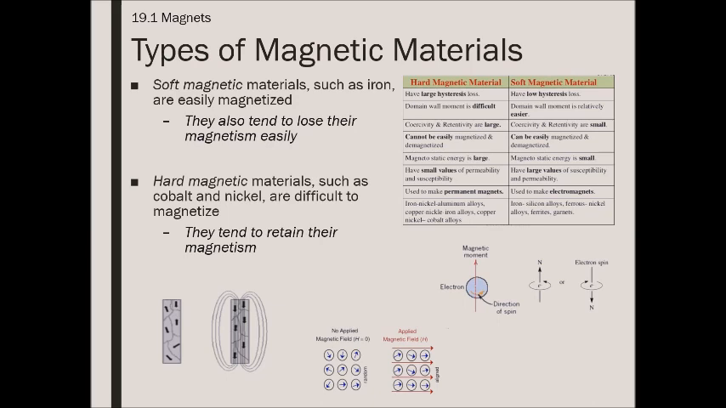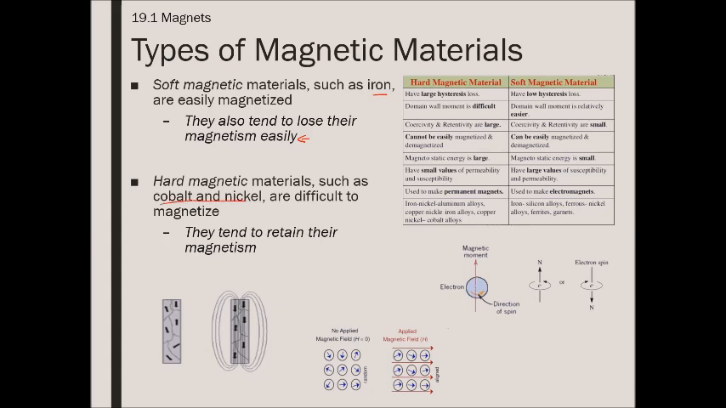So there are different types of magnetic materials. What you call a magnet typically has iron in it. But there are soft magnetic materials such as iron that are easily magnetizable. They also tend to lose their magnetism pretty easily, so you can have iron that is not magnetic, iron that itself is not a magnet, but can be magnetized. Hard magnetic materials, cobalt and nickel, are difficult to magnetize, and they tend to retain their magnetism for much longer.